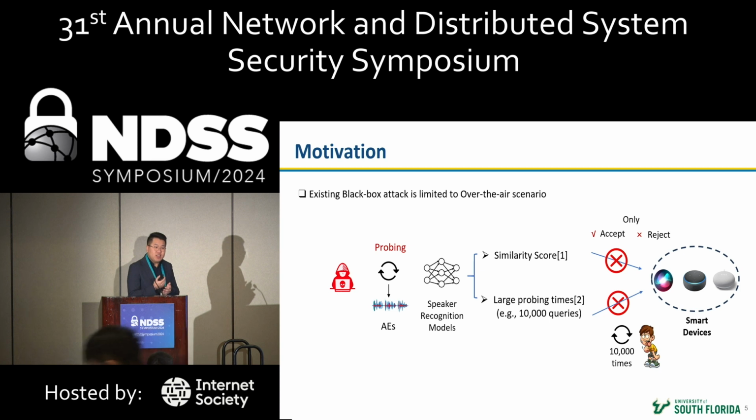However, these attacks are limited in the over-the-air scenario because we have no knowledge of the similarity score of our smart devices. Instead, we can only know whether it is accept or reject. On the other hand, it is too cumbersome for a human to interact with the smart devices, for example, 10,000 times to only generate one AE. So how to solve this problem?